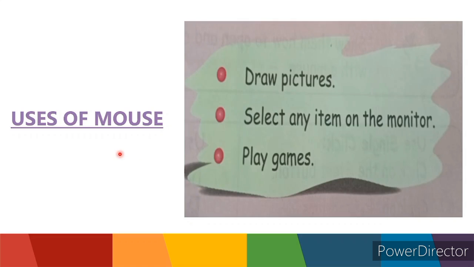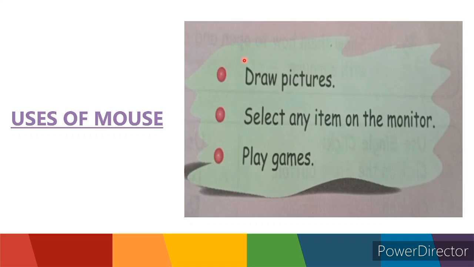Uses of mouse. For what do we use this mouse? We use this mouse to draw pictures, to select any item on the monitor, and to play games. So these are the different helps a mouse is giving to us.